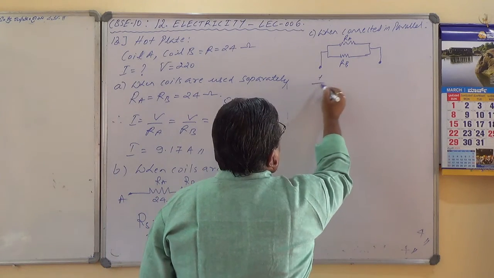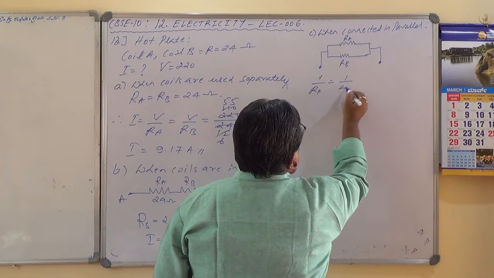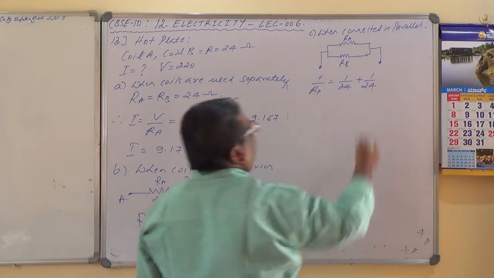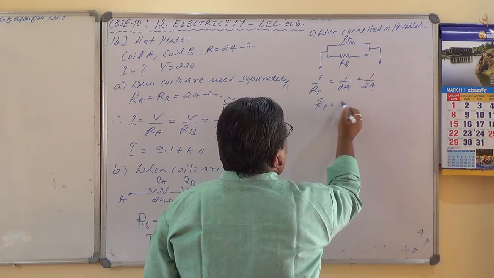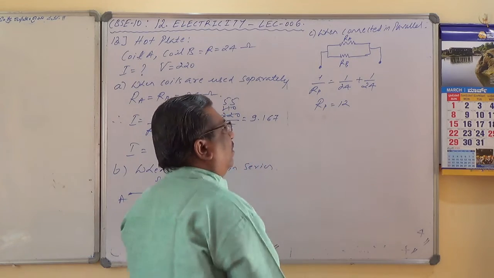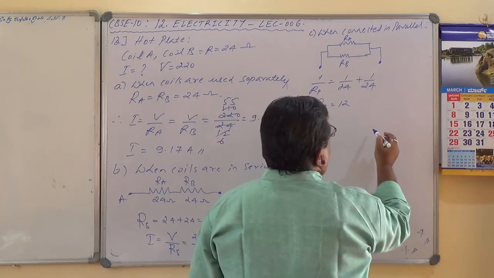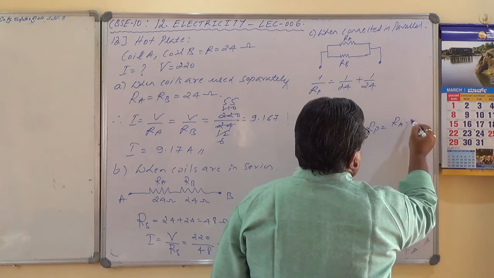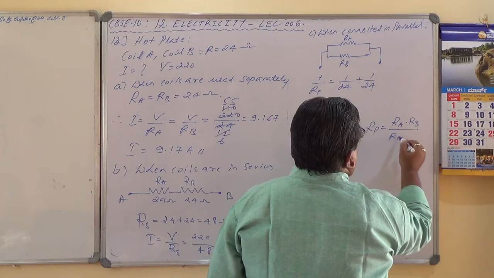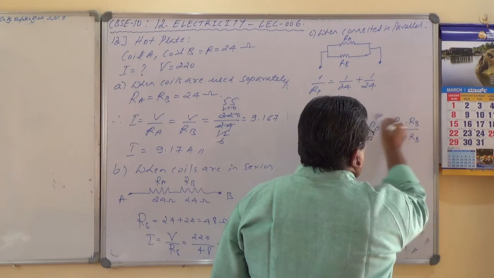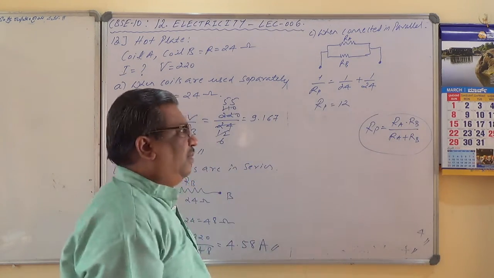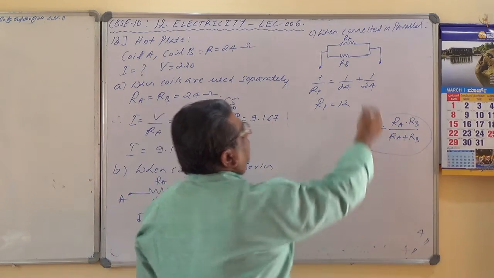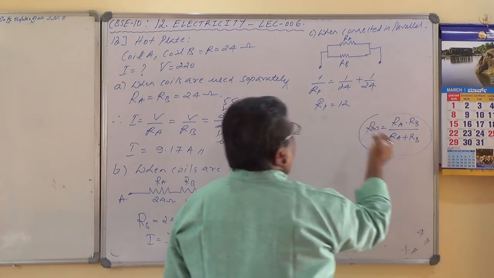1 over RP equals 1 by 24 plus 1 by 24. If you work out RP, it is 12. See here, one more formula. If only two resistors are connected, then you can directly use RP equals RA into RB divided by RA plus RB. You can use this formula also, because 1 by RP is equal to, I have transposed this, and that is how it is. So it is 24 into 24 divided by 48.